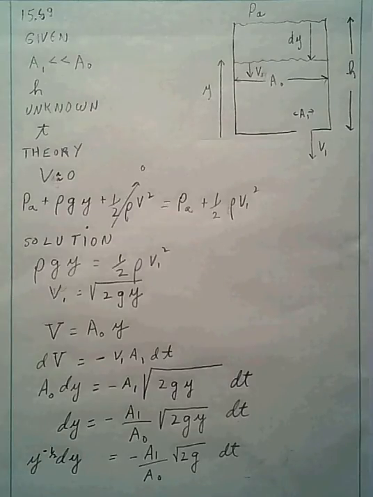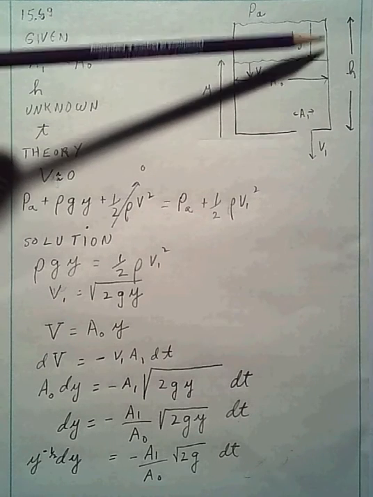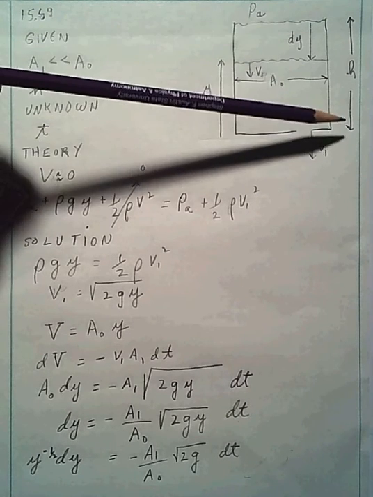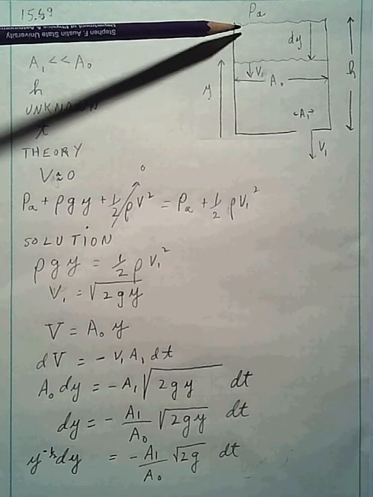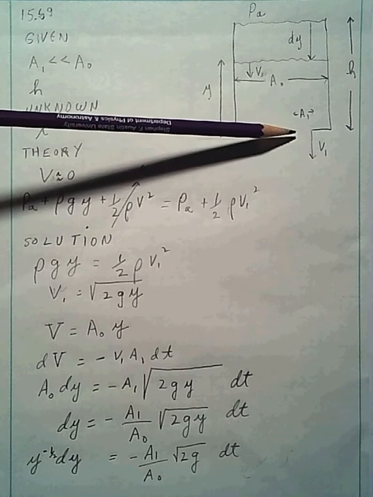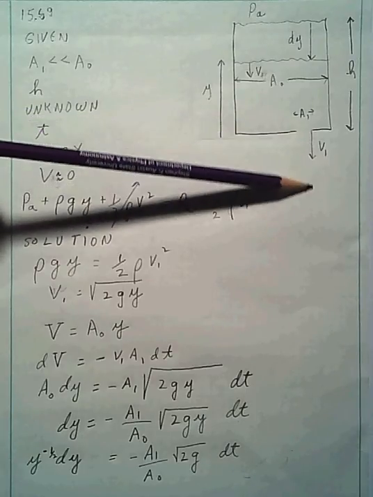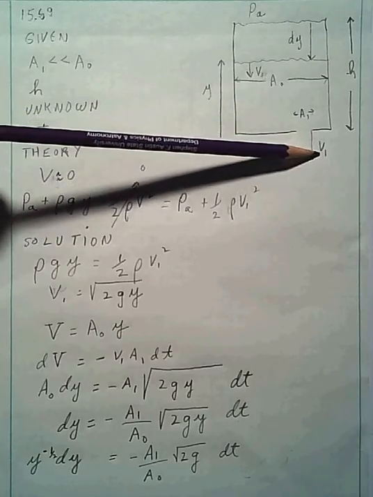In problem 15.69, we have a can that has height h and it's full of water. And then a hole is drilled in the bottom of the can, and the water is allowed to flow out, and I'll denote that as velocity 1.